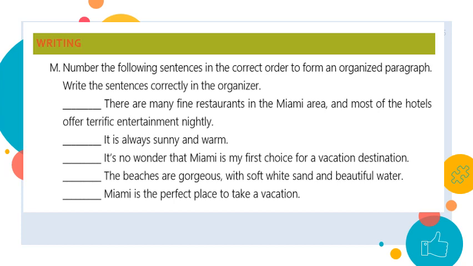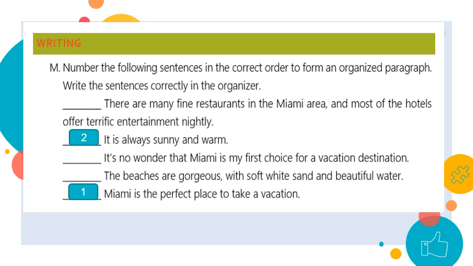So now let's organize the words. Sorry, the sentences, not the words. So which one goes first at the beginning of the paragraph? That should be written as a topic sentence, and the topic sentence should introduce the topic for me, and the topic here mainly I'm talking about Miami. So Miami is the perfect place to take a vacation. This is the first sentence which should serve as the topic sentence. Okay, so after it I have to start with the details. Why is it perfect to take a vacation? It's always sunny and warm.